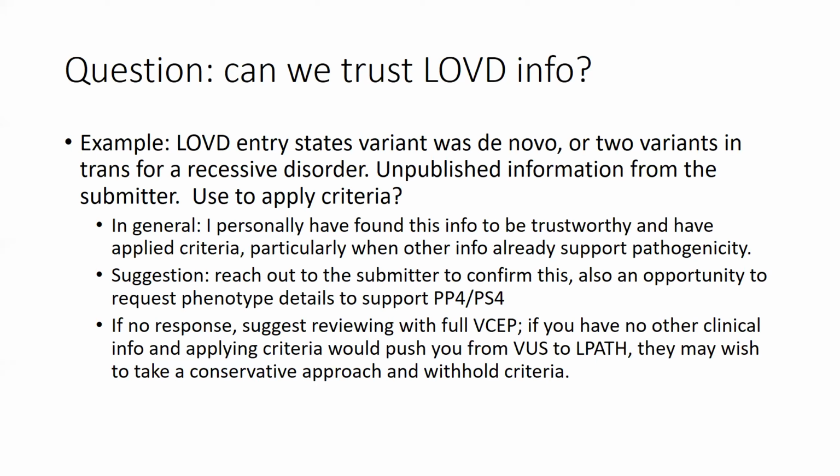But if that's all you find, if let's say you're looking for more info and you don't find anything else on this variant except for this LOVD entry, would you use this? Would you just rely on this to apply criteria? I will say that in general, I have found this information to be trustworthy. And in my daily working life, we have used it before to apply criteria, in particular when other information is already supporting pathogenicity, and the LOVD entry is saying de novo.